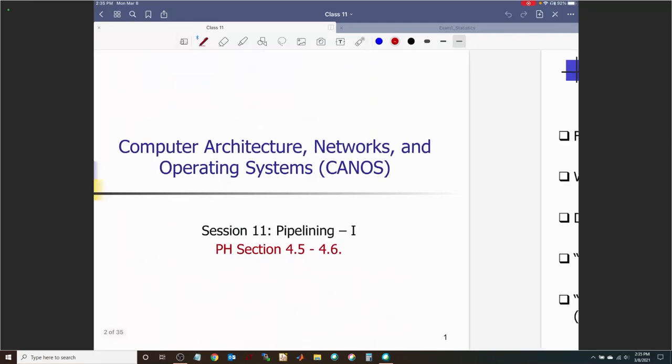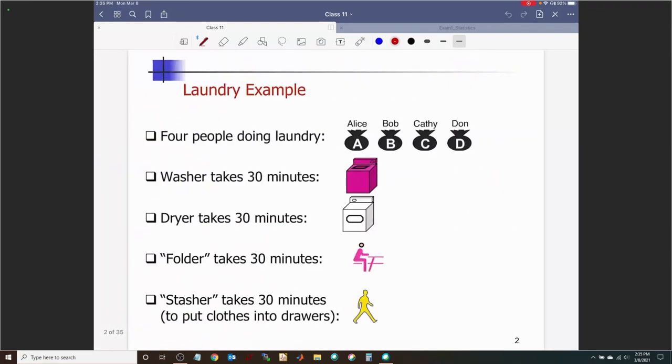Okay. So we'll start talking about pipelining with a very simple real world scenario. Suppose 4 people, Alice, Bob, Kathy, and Don. Their initials are A, B, C, and D. They are doing laundry on the same day, and they're trying to use a washer, a dryer, a folder, and a stasher.